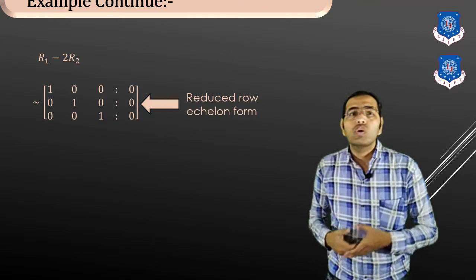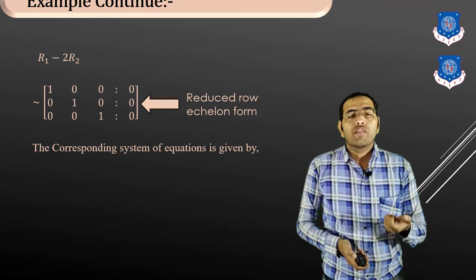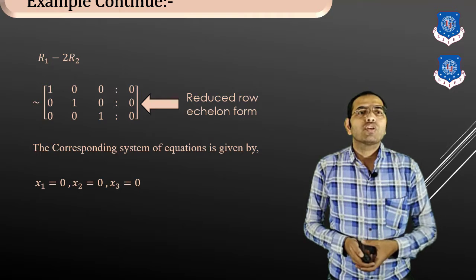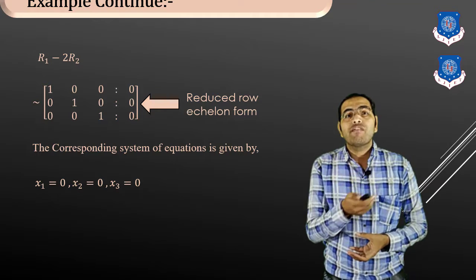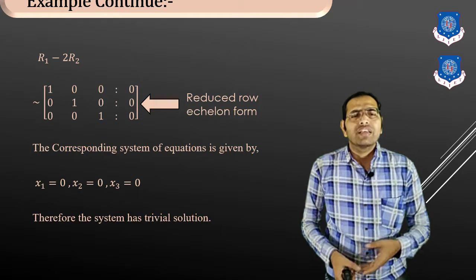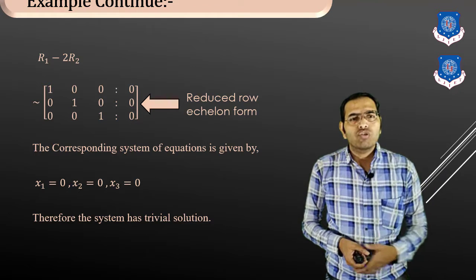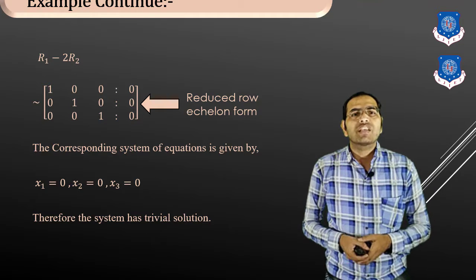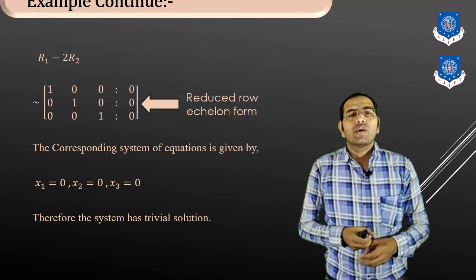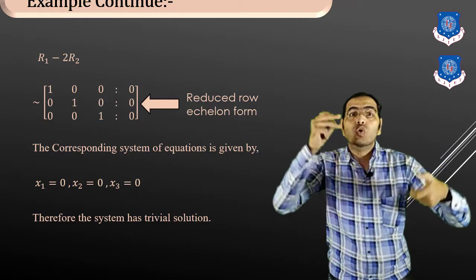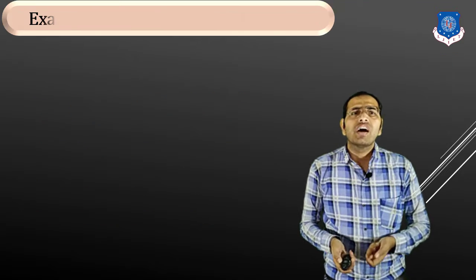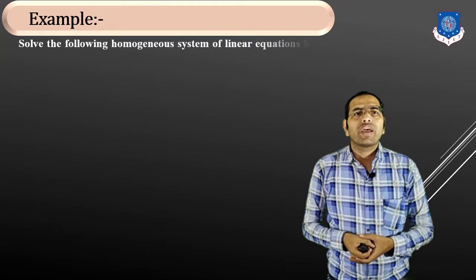That is exactly what we have to find. Now for that we have the system of equations x1 equal to 0, x2 equal to 0 and x3 equal to 0. Means each and every element is 0. That means it is the trivial solution, or we can say the system has exactly one solution, a unique solution. We have a total of 3 unknowns and a total of 3 leading elements. If the number of leading elements is the same as the number of unknowns, then it is called the unique solution or the trivial solution. Let's see one more example.